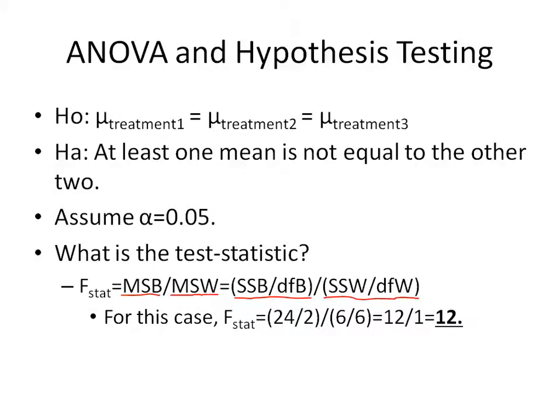So for this case, our sum of squares between was 24 and our degrees of freedom between was 2, so our numerator is just 24 divided by 2, or 12. And the sum of squares within is 6 and the degrees of freedom within is 6, so the denominator is just 6 divided by 6, which is 1. So in this case, our F statistic is 12.